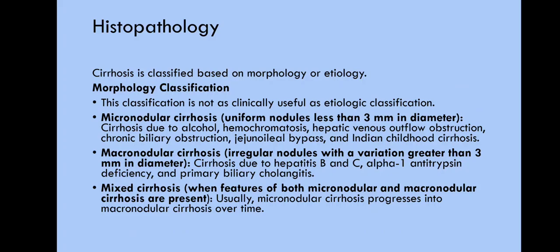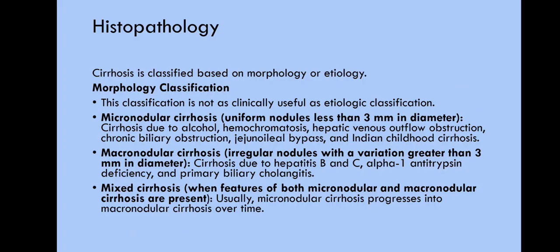Indian childhood cirrhosis. Then there is macronodular cirrhosis, which is irregular nodules with variation of greater than 3 millimeters in diameter. This is usually due to hepatitis B and hepatitis C virus, alpha-1 antitrypsin deficiency, and primary biliary cholangitis. And then there is mixed cirrhosis. This is whereby features of both micronodular and macronodular cirrhosis are present. Usually micronodular cirrhosis ends up progressing into macronodular cirrhosis over time.